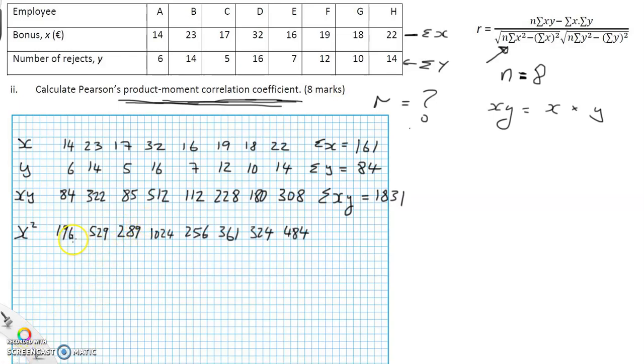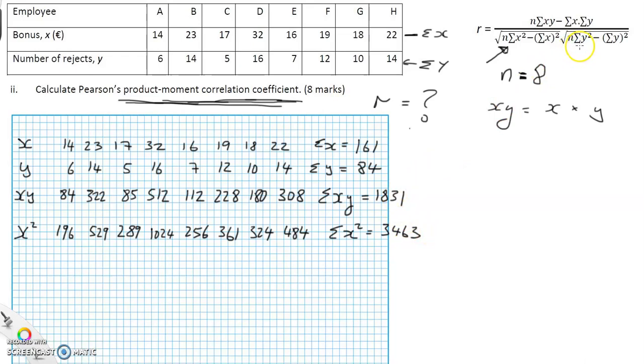So there you see I have completed the row of x squared values, and you can see in the formula it's looking for the sum of the x squared values. So the sum of the x squared values will be equal to all these values here in this row added up. And for that I got 3463.